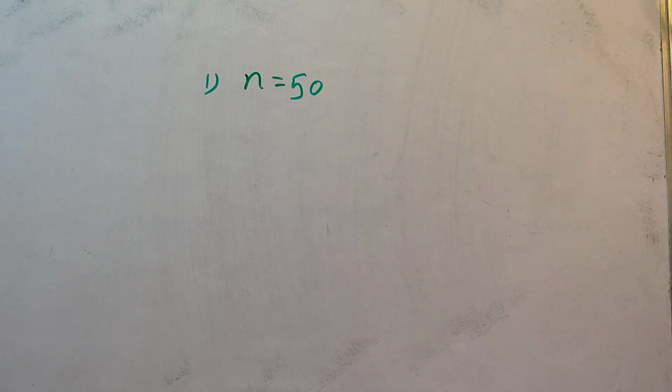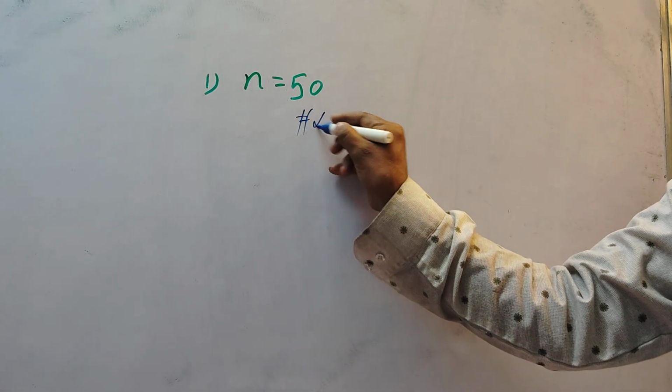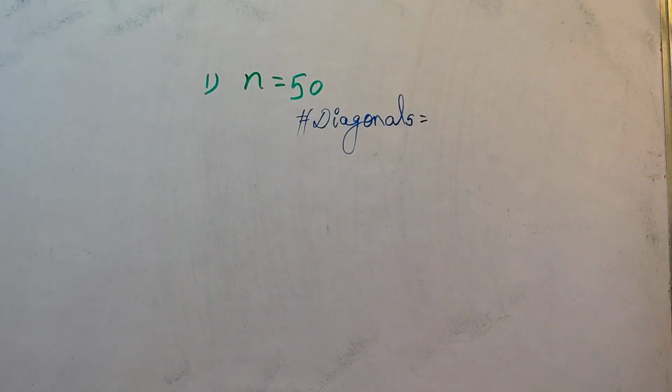Are you doing this one? Yeah. Okay. So you have to find the number of diagonals. Is it 1175? Okay. Let us check.